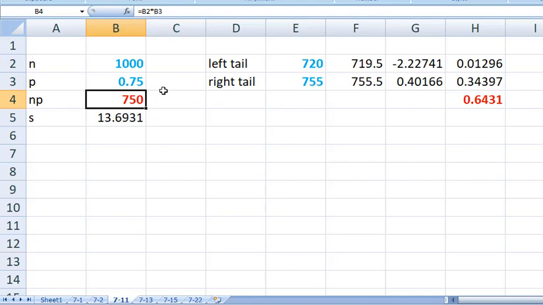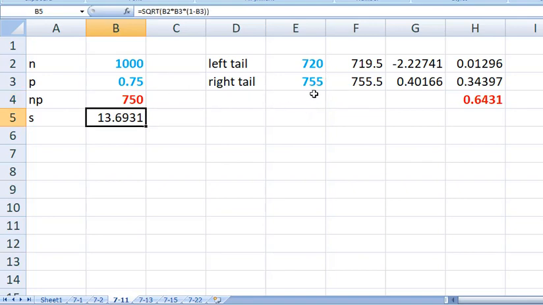So N times P will give you the expected value as you go through. There's also a formula, the square root of N times P times Q, where Q is 1 minus P, will give you your standard deviation of the proportions curve. So you can always calculate. So we know what our average is, we know what our proportion is.